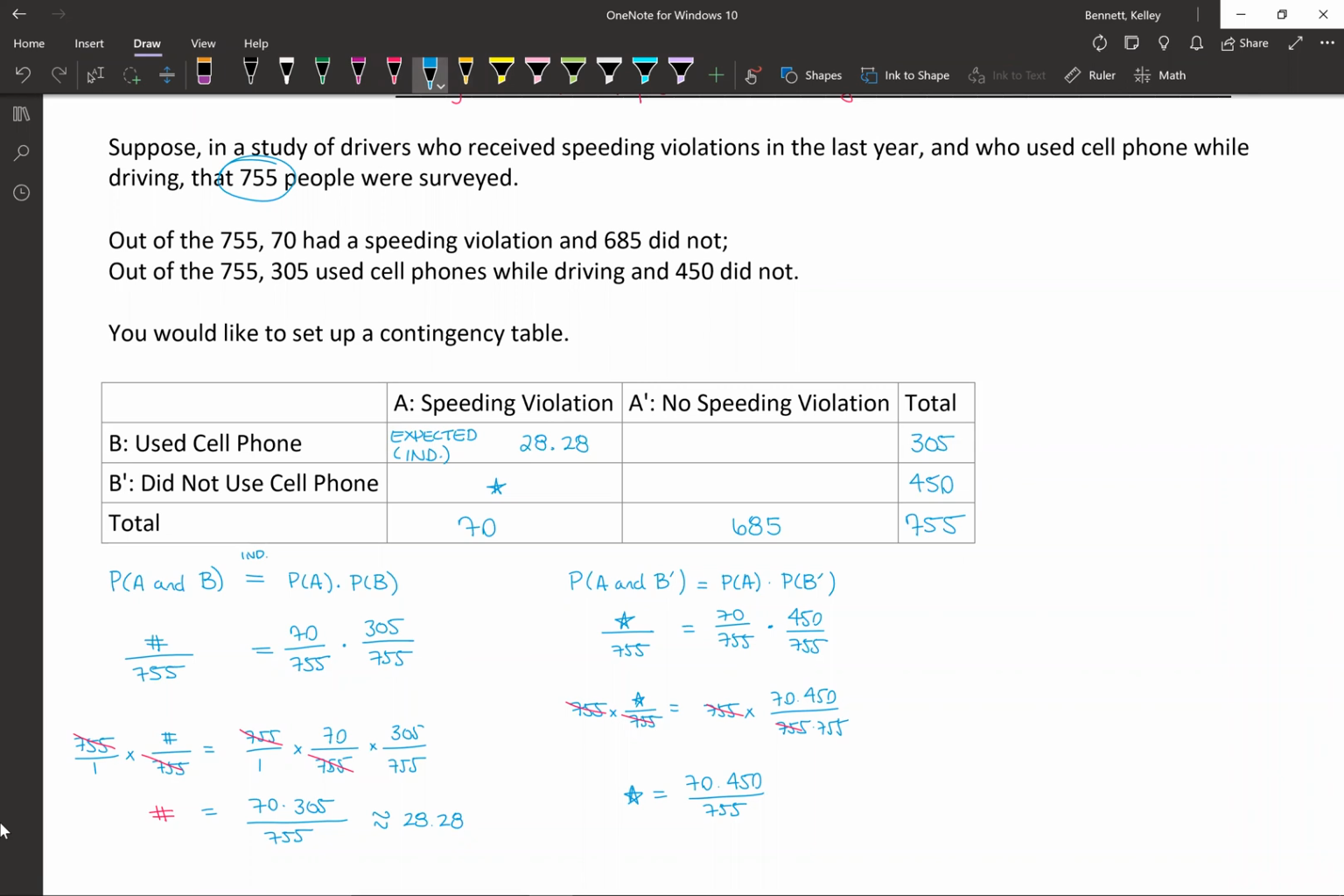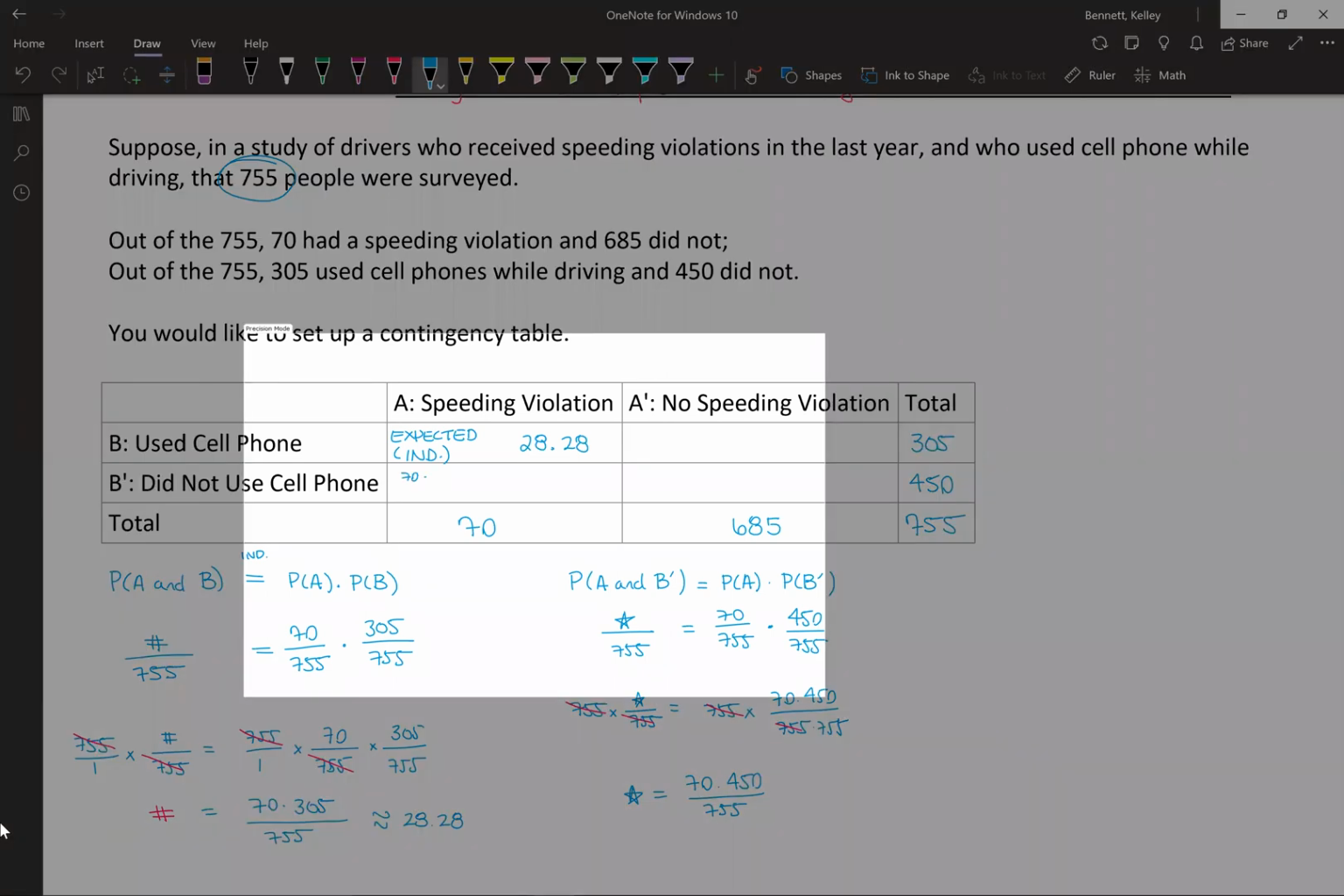Whatever number you're trying to get, you can see that it's just the total 70, the total 450, multiply those together and divide by 755. So this was 70 times 450 over 755, right? Your row total times your column total divided by the total.